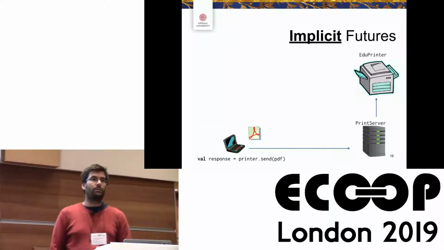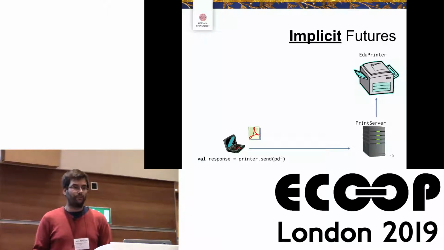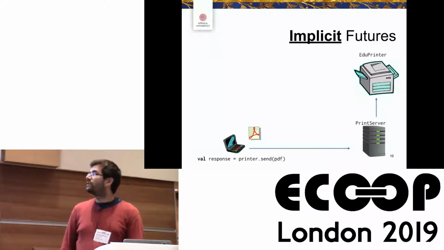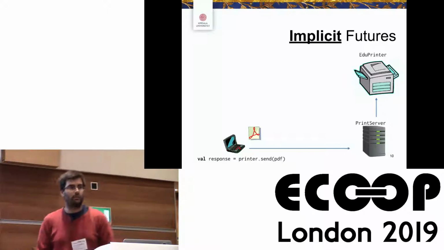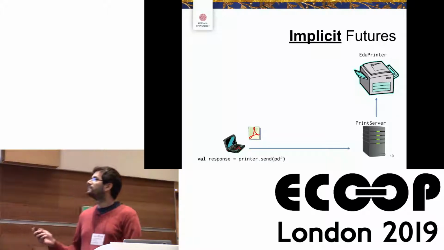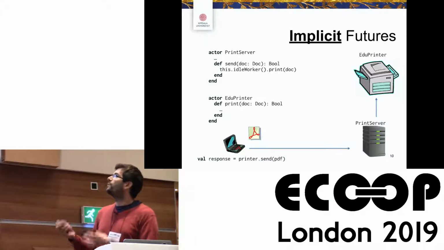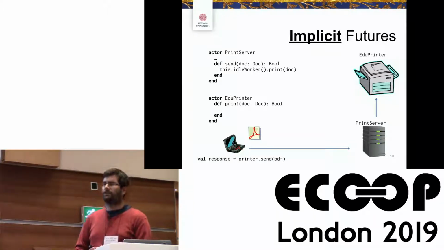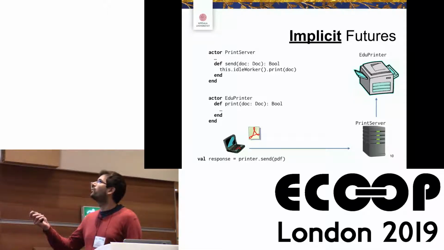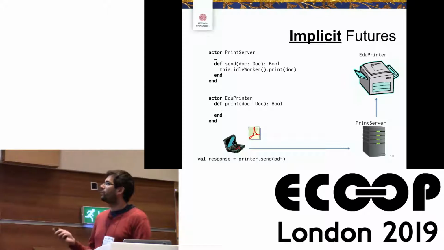Now we're going to turn to implicit futures. Implicit futures are basically the same as explicit futures, except that the future type is not available to the developer. So the code is exactly the same as before, except that I have removed the future type there. The client is going to send again a message to the proxy.